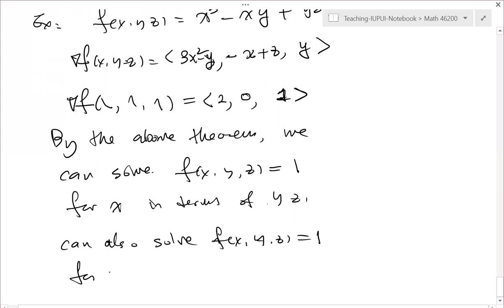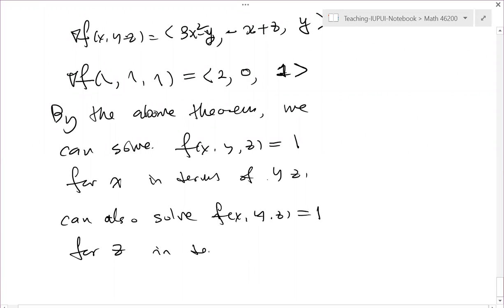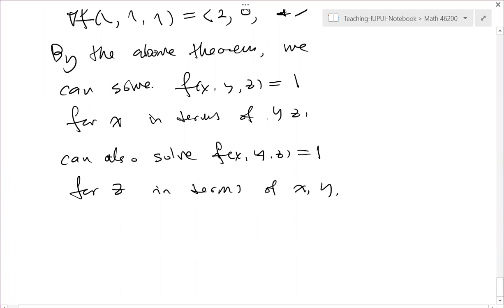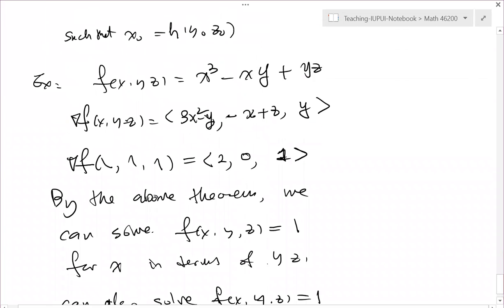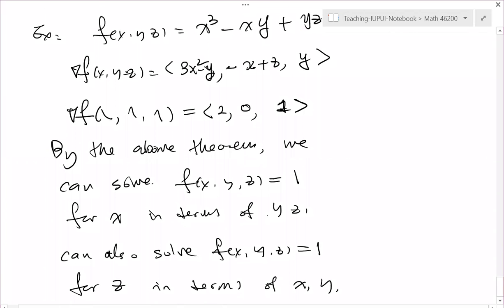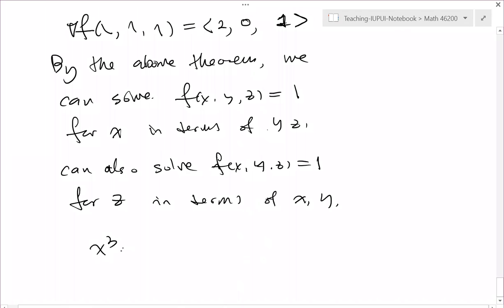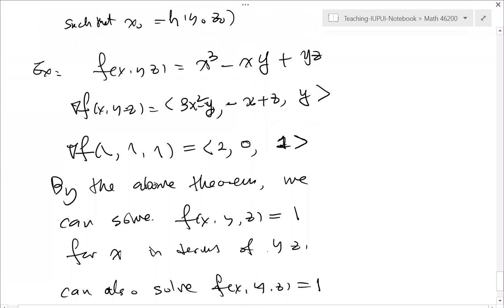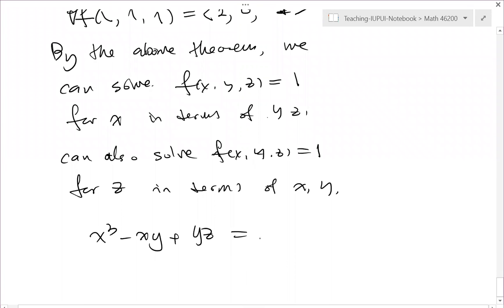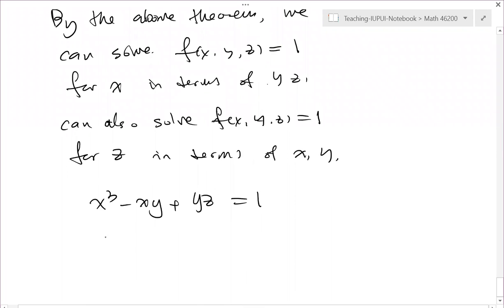We can solve this one for z, because of the partial derivative of z, right? Which we can do in terms of x, y. Let's go back to the equation. Sometimes it's guaranteed, but that does not mean you can express it explicitly. x cubed minus xy plus yz equals 1. Unfortunately, this is a polynomial of degree 3, so we cannot express x in terms of y and z explicitly.